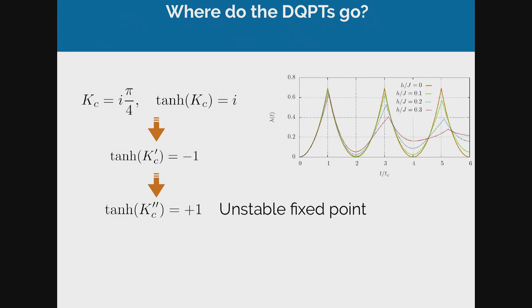So, in other words, the dynamical quantum phase transition, which happens at this kc equal to i pi over 4, is a critical point which flows to the unstable fixed point of the one-dimensional Ising model. And in this very equilibrium sense, it's an unstable fixed point. It has to show scaling and universality. You can take all the knowledge you have from equilibrium here.